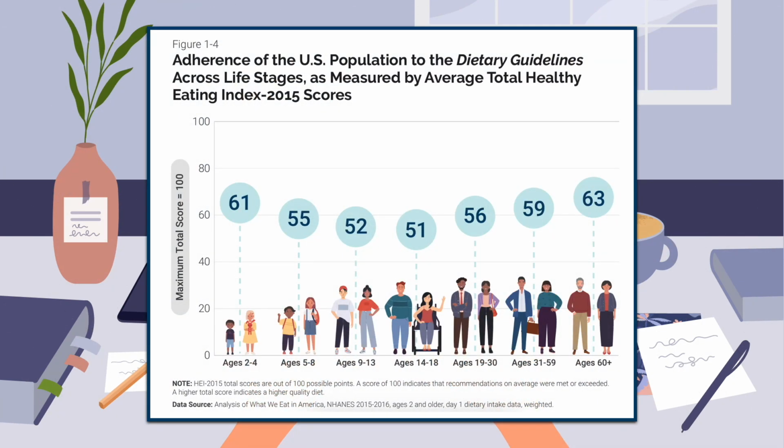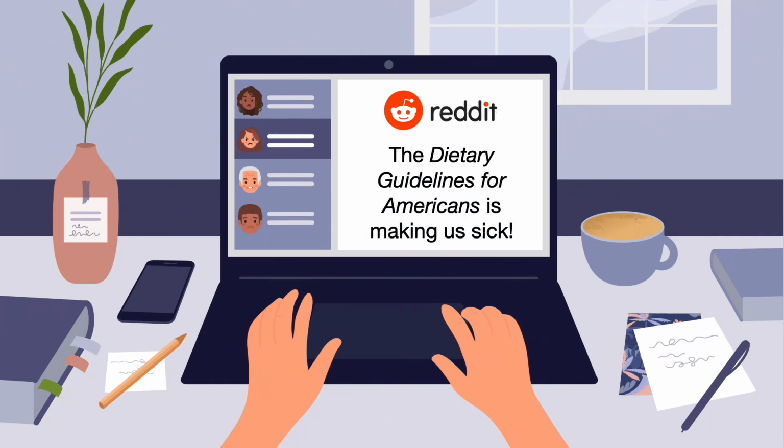Zooming in closer at the data from 2015 to 2016, we can see averages stratified by age groups. Young children ages 2 to 4 and older adults ages 60 plus perform the best when measured by this standard, while children and adolescents ages 9 to 18 perform the worst. So, it's not necessarily that the dietary guidelines are incorrect. A more obvious explanation is that they don't get followed like they should be.